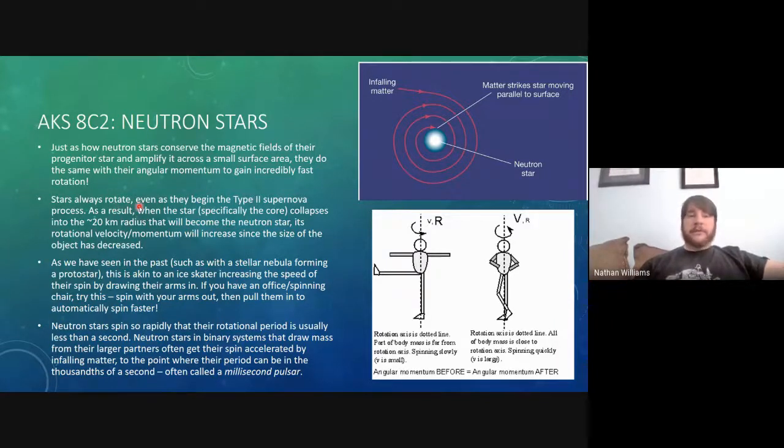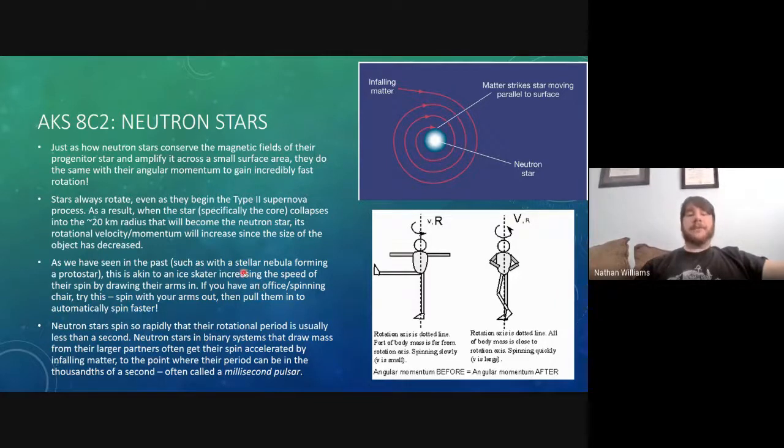So stars always rotate. The sun's rotating right now. Other stars that you can look at in the night sky, they're rotating as we speak. And even when a star starts to go through a type 2 supernova, like a supergiant star would do, it's still spinning in the midst of all that explosion process. And so as a star, and specifically the core, because that's what's going to turn into the neutron star, collapses into the roughly 20-kilometer radius that will become the neutron star, its rotational velocity and momentum is going to increase since the size of the object is decreased. And again, we've talked about this in the past, this conservation of angular momentum.